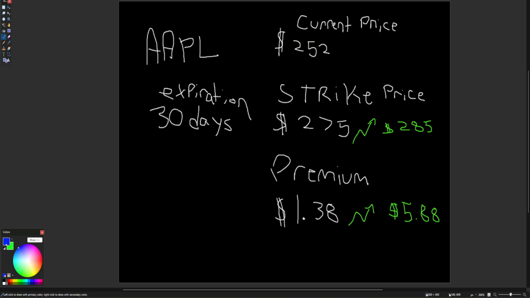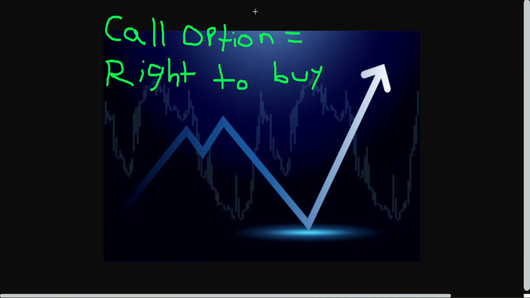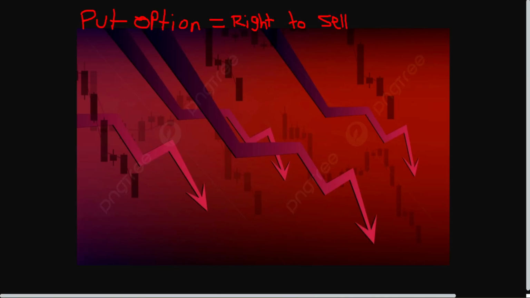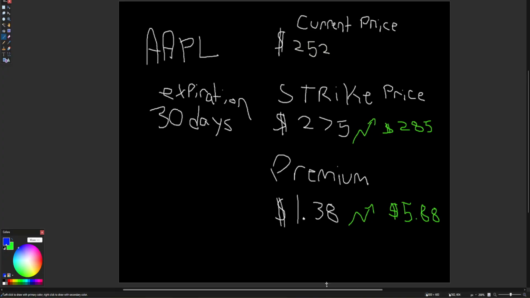Now, let's take a look at put options. This is what you want to buy when you think a stock's price is going to go down. Think put options, the right to sell. A put option gives you the right to sell a stock at a specific strike price before the expiration date. Now, let's use Apple once more.